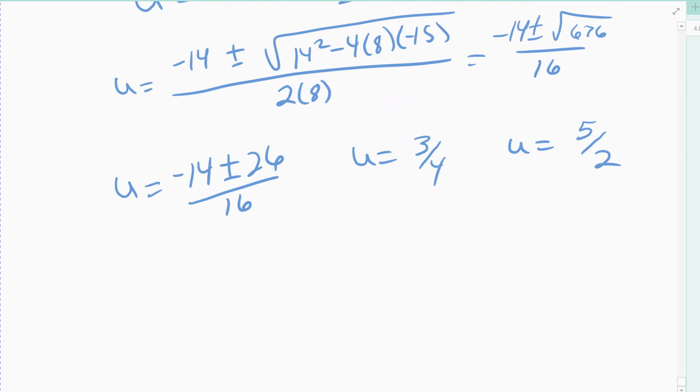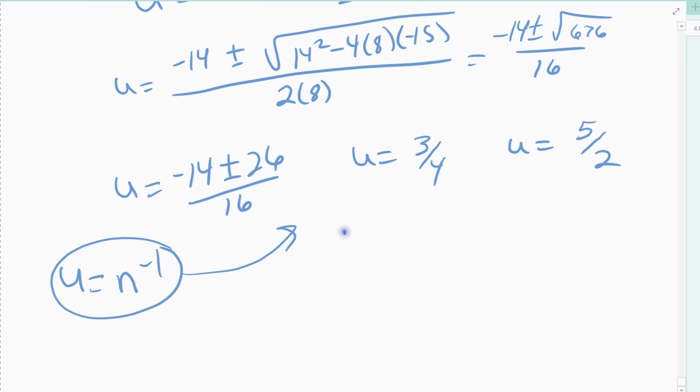All right, so remember, I'm not done yet. Those aren't my answers. Remember what u originally was: n to the negative first, so I've got to substitute back. n to the negative first equals 3/4. n to the negative first equals 5/2. So remember what n to the negative first really means. It really means 1 over n.